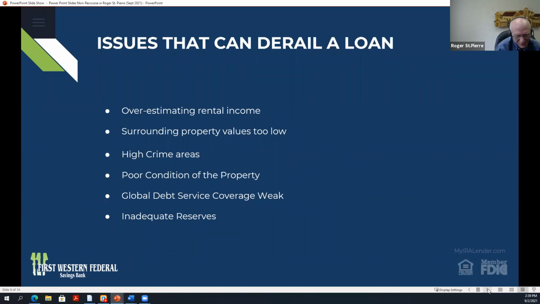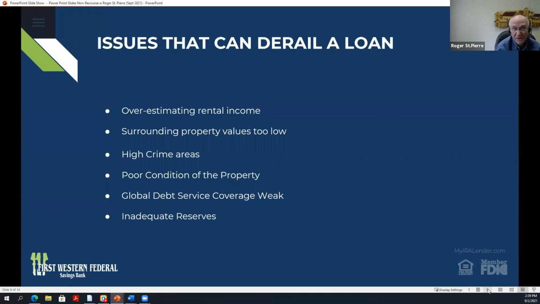So what can derail it? If you overestimate your rental income and the rental income just isn't there. That's one thing. You say you're going to go into this deal and get $1,500 a month out of this property, we have it appraised, and market rent's only $1,000. That's really all it can sustain. So that can certainly derail a deal right at the end when we get the appraisal back.